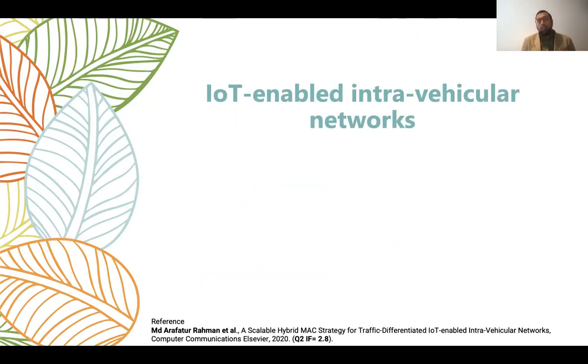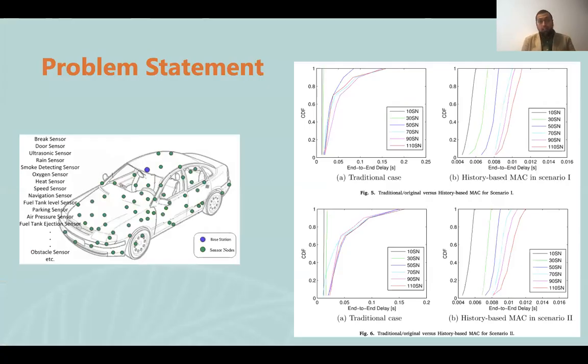So now we will share some of our contributions in this domain. The first one we'll talk about is the IoT enabled intra-vehicular network, that is, inside a car, how we can introduce IoT and solve the problem. From this problem statement, we can see that hundreds of sensors can be exploited inside a car in order to make it more efficient, to make it smart, to make it a driverless car, and so on.